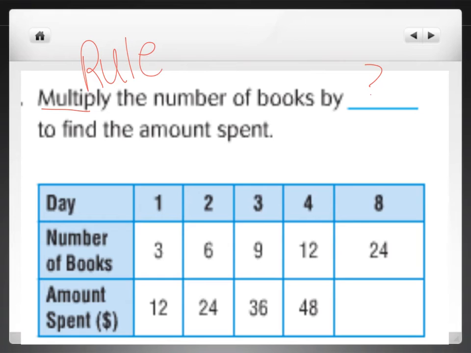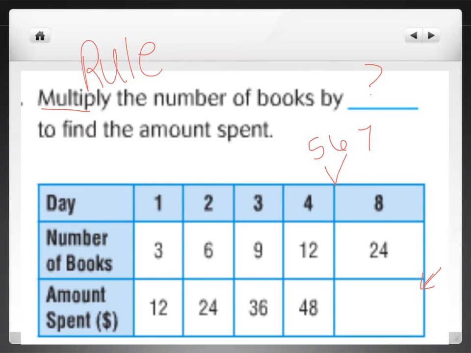First of all, I see that I'm starting out day 1, 2, 3, 4, and then I skip to 8. This is really important to notice, that I'm skipping 5, 6, and 7. So when I'm looking for this number right here, I'm going to have to take into account that I'm skipping 3 days worth. Okay?